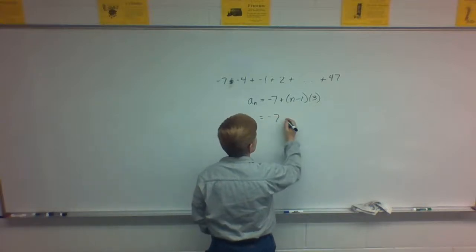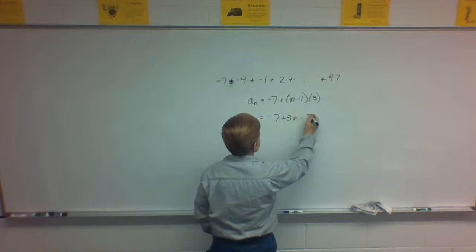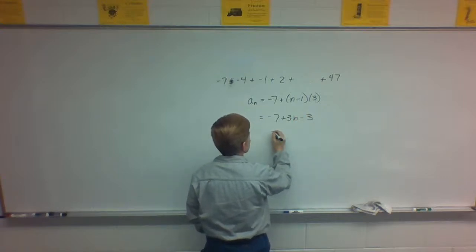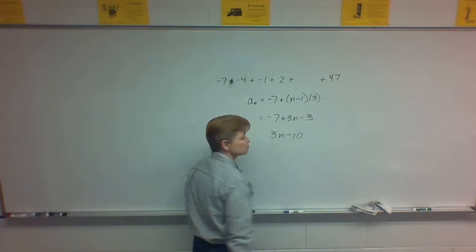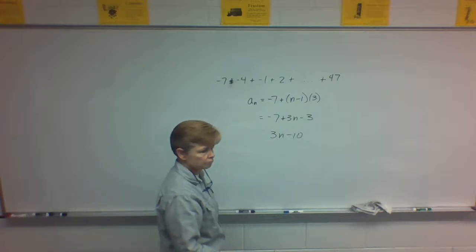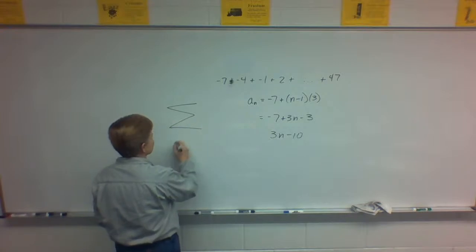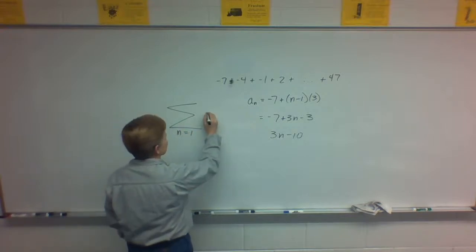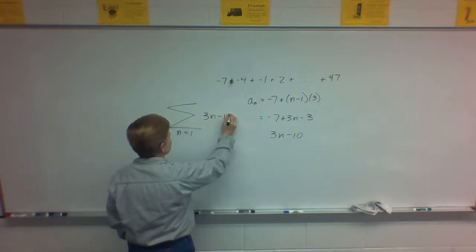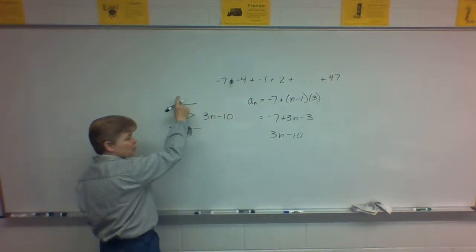It's -7. We've got to distribute, so it'll be plus 3n minus 3. And -7 minus 3 is -10. So it's 3n minus 10. We good? So when we go to do the answer, the summation notation looks like this. You would say n equals 1 and 3n minus 10. And this is the most important part. This will get you more points than these will.